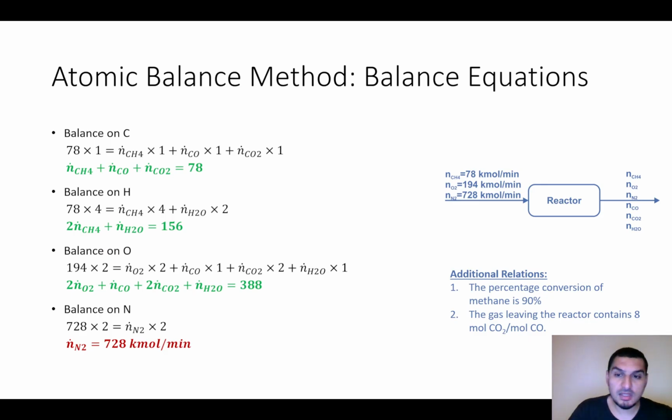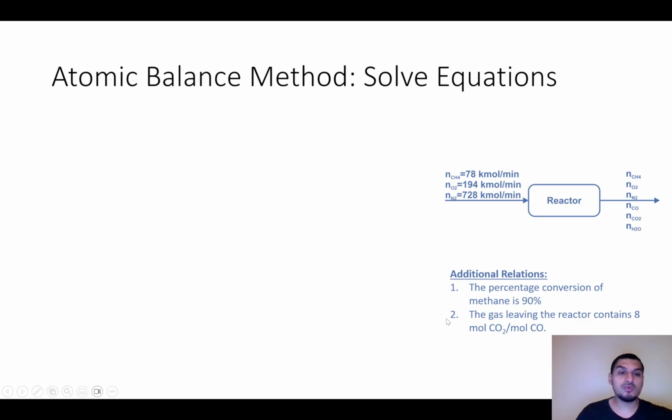Now we are done with the 4 equations, and we can start using these 2 relations. So we have now 5 unknown variables, which are the 5 components here, or all the components here excluding nitrogen, because we calculated nitrogen. So we have 3 equations and we have 2 more. So we have 5 variables and 5 equations. So we can calculate the unknown variables.